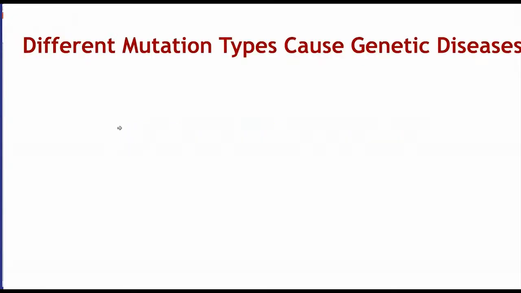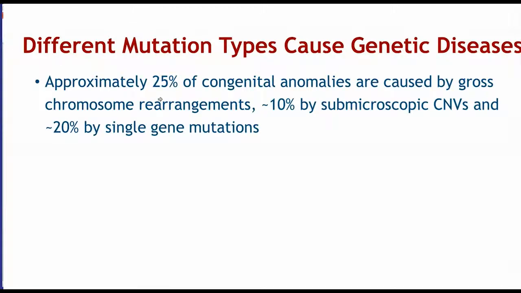So starting with constitutional disorders, we know that genetic diseases are caused by different mutation types, including sequence variants, copy number variants, and even completely balanced structural rearrangements. If we take congenital anomalies as an example, in approximately 25% of the cases, they're caused by gross chromosome rearrangements, which are visible by karyotyping. About 10% are caused by submicroscopic deletions and duplications, and approximately 20% by single gene mutations. So if you're a clinical laboratory, you have to be prepared to do testing for all these different mutation types.